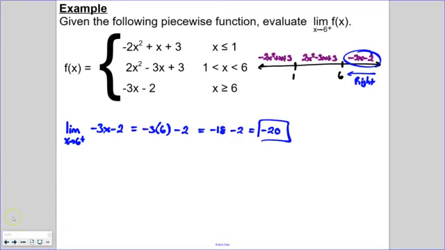Alright folks, and there you have it. That is evaluating limits using piecewise functions.